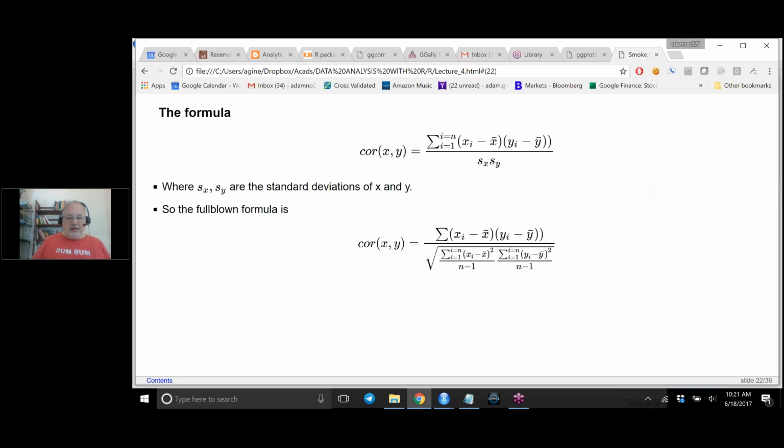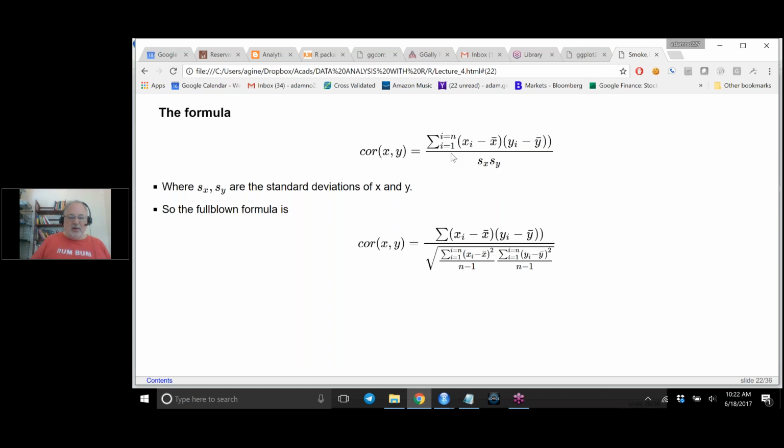And I'll give you an example of that in a second, but just for example, if y was the logarithm of x, there'd be a perfect relationship between x and y, but there would be no actual linear relationship. Okay, so here's the formula. Here's a complicated looking thing.